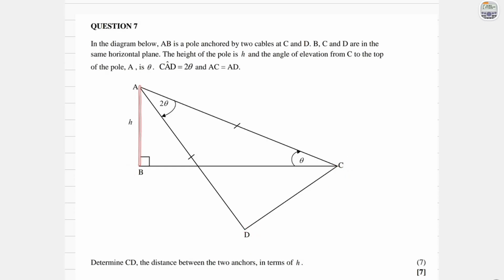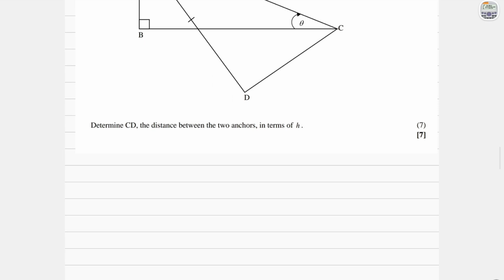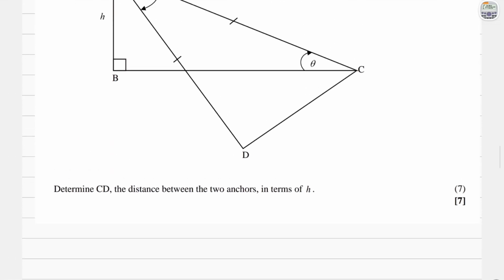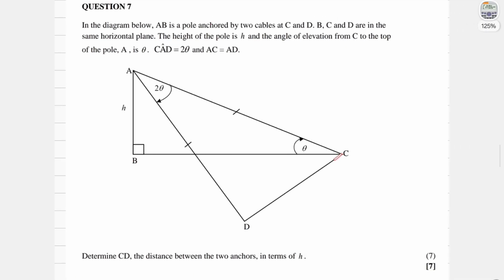The height of the pole is h, and the angle of elevation from C to the top of the pole A is theta. And then angle CAD is equal to 2 theta and AC is equal to AD. And they want us to determine CD, the distance between the two anchors, in terms of H. So just find CD. How do we find CD?